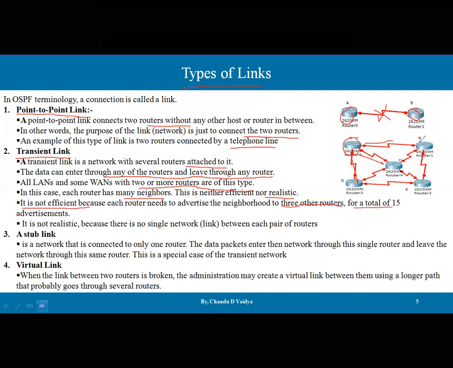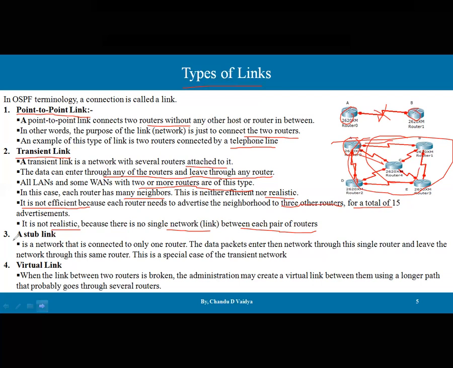Or if we consider this topology, a minimum of 15 advertisements are required. And it is not realistic because there is no single network link between any pair of routers. But moreover, we can say this structure is very good for backup purposes, guys. If one route fails, the alternative is also available.